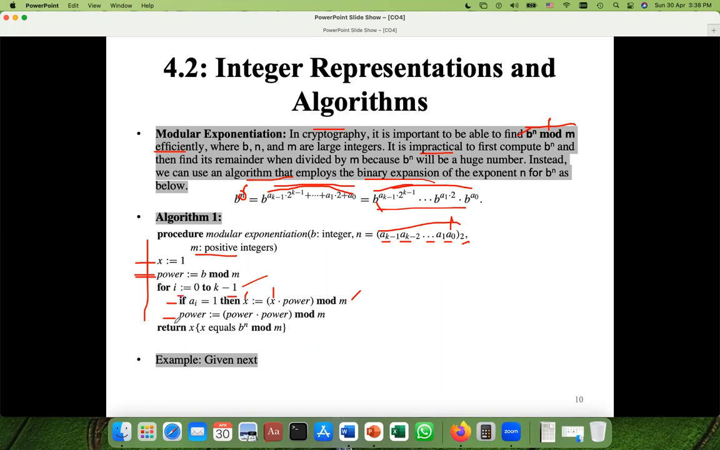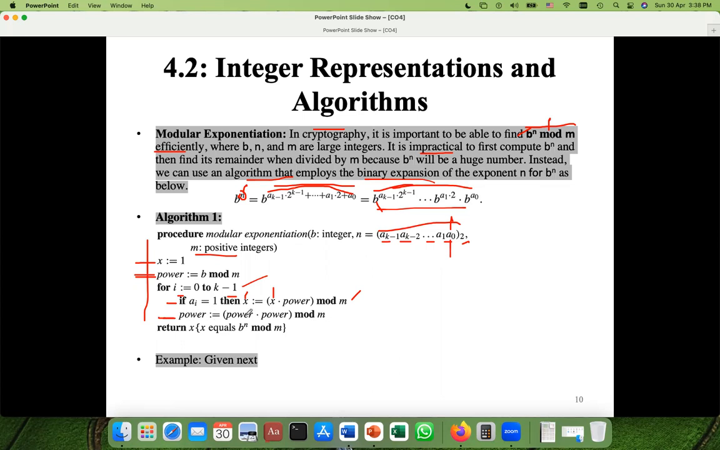And then, if it is not 1, this second statement will execute whether the bit is 1 or 0. This second statement will execute. But if the value of this bit is 0, then the first will not execute, but the second will execute.